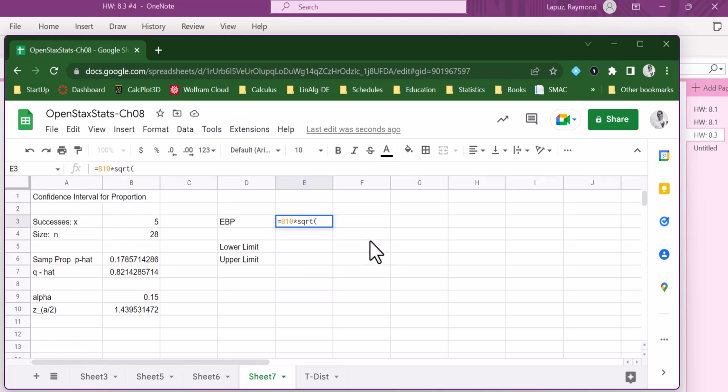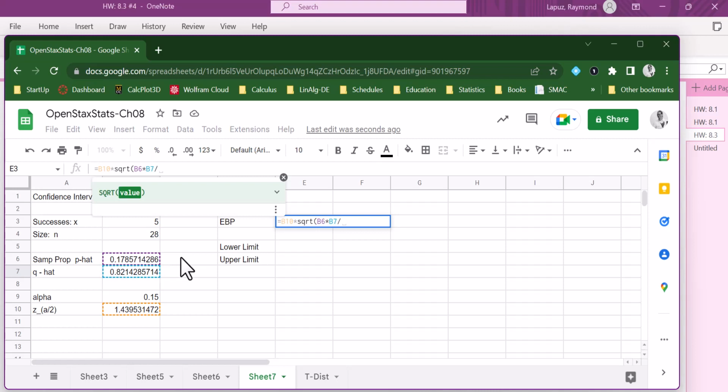An equal sign, and then the B10 is this Z sub alpha over 2, and then times SQRT. So here we are, SQRT of what? SQRT of the P hat, and then times the Q hat. So those are all in the numerator, and since this is going in sequence, I don't need parentheses around the numerator, but you can throw it in there if you want. So from here, I'll just say divide by, and then I'm dividing by the sample size n.